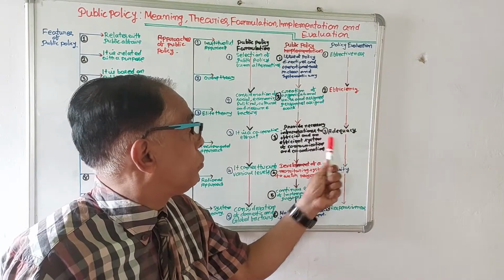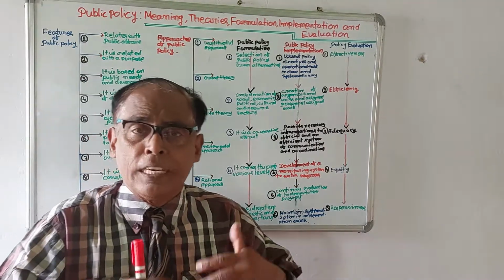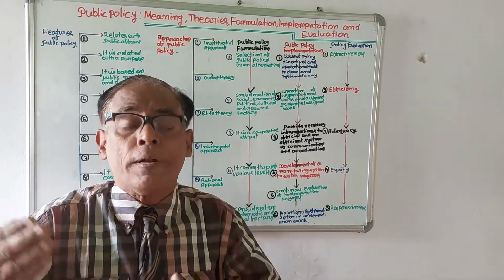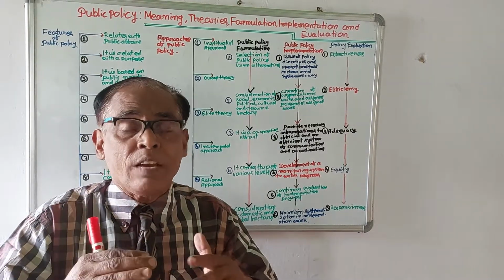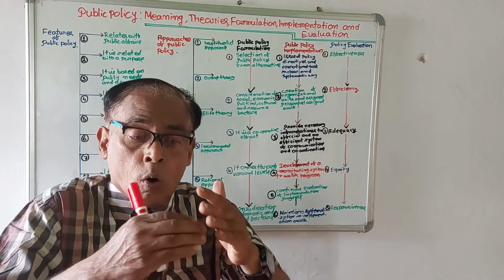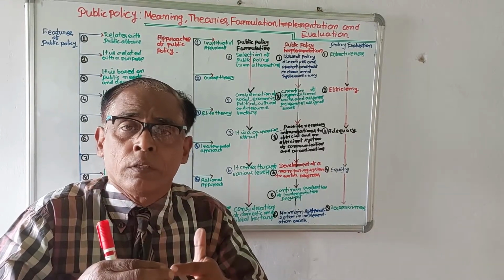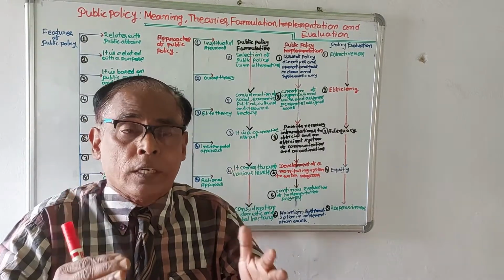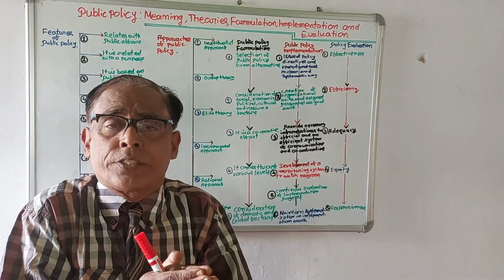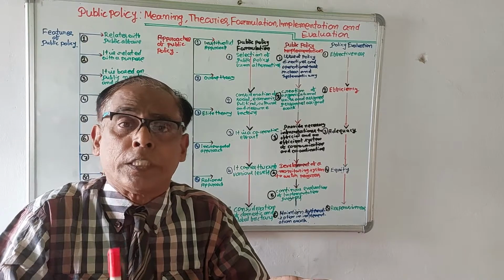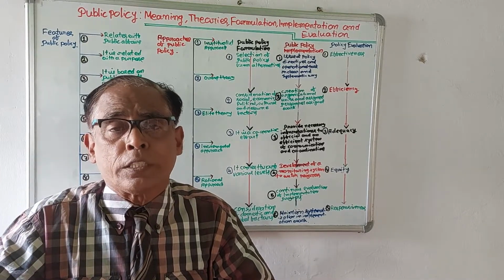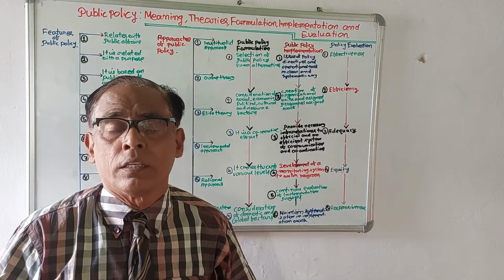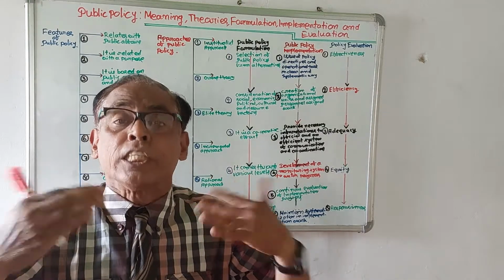And number 3, adequacy. Adequacy means whenever public policy is implemented, at the time it will be studied whether all the personnel have given their adequate efforts or not. Whether all the personnel involved from the preparation of public policy to the implementation of public policy have given their adequate efforts, or they have acted in a not serious manner.